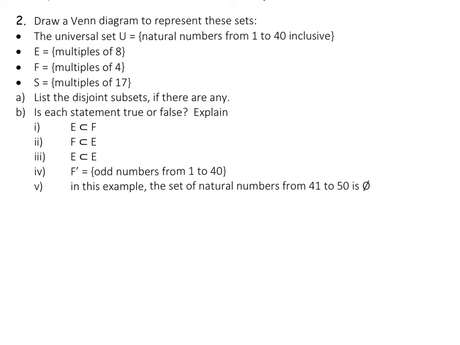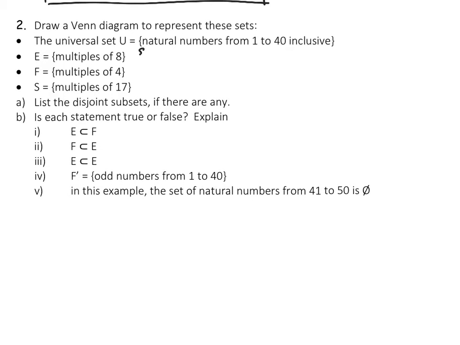So the multiples of 8 would be the numbers 8, 16, 24, 32, and 40. The multiples of 4 would be 4, 8, 12, 16, 20, 24, 28, 32. These are our 4 times tables essentially. 36 and 40. And the multiples of 17 are just 17 and 34.